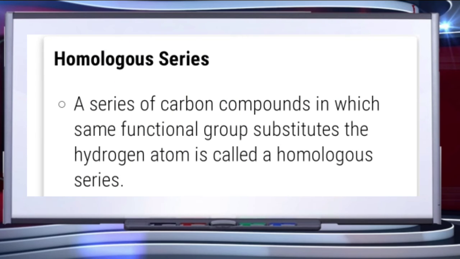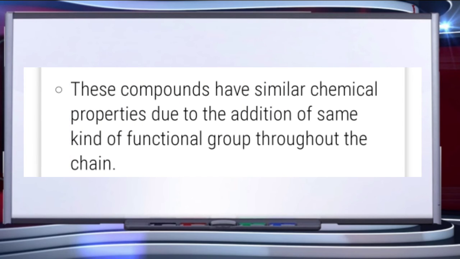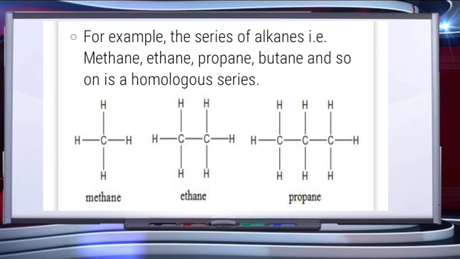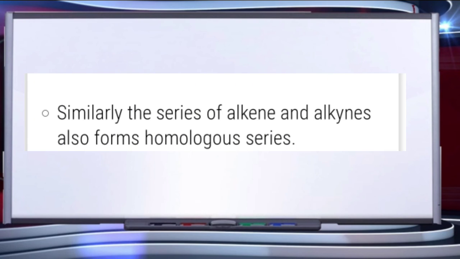So the next term is homologous series, which is also the last topic of this chapter. A series of carbon compounds in which the same functional group substitutes the hydrogen atom is called a homologous series. These compounds have similar chemical properties due to the addition of the same kind of functional group throughout the chain. For example, the series of alkanes, that is methane, ethane, propane, butane, and so on, is a homologous series. Similarly, the series of alkenes and alkynes also form homologous series.